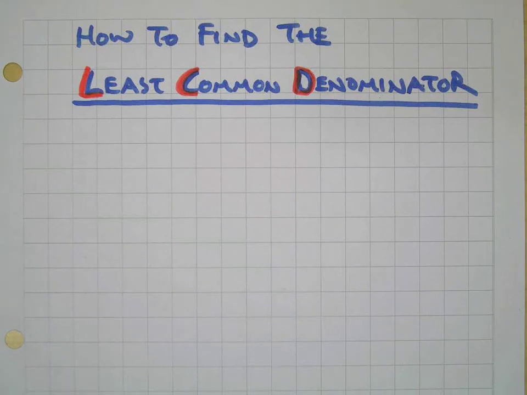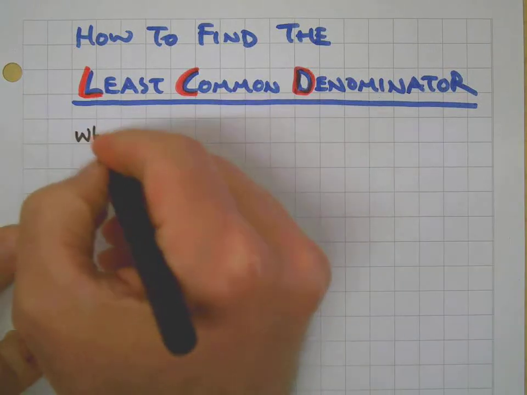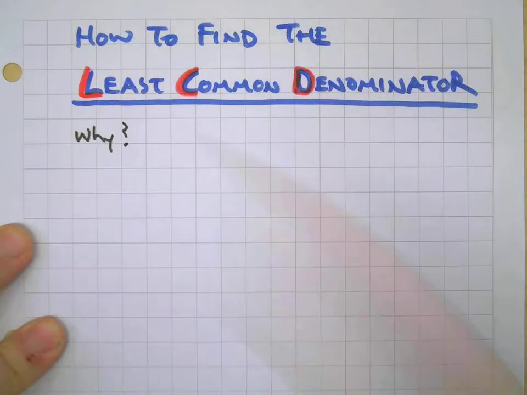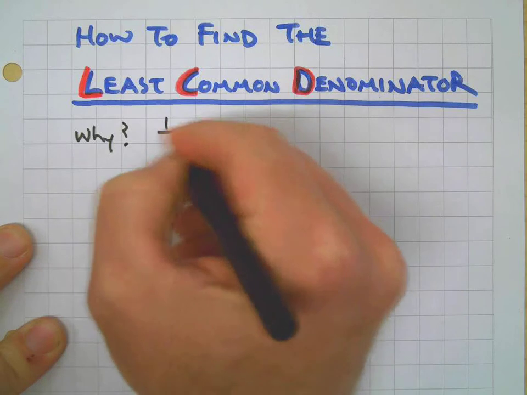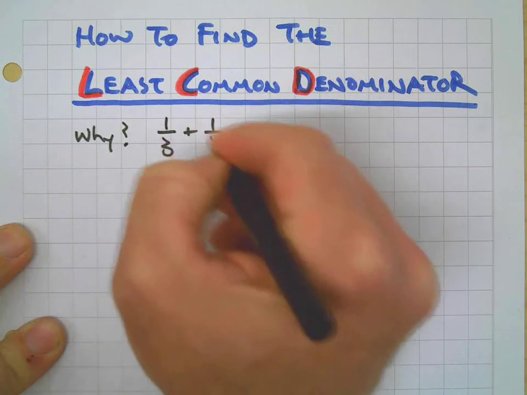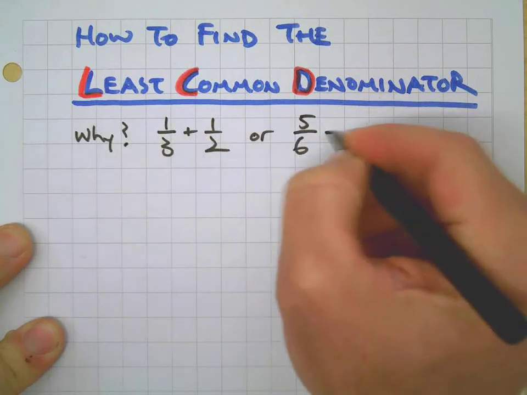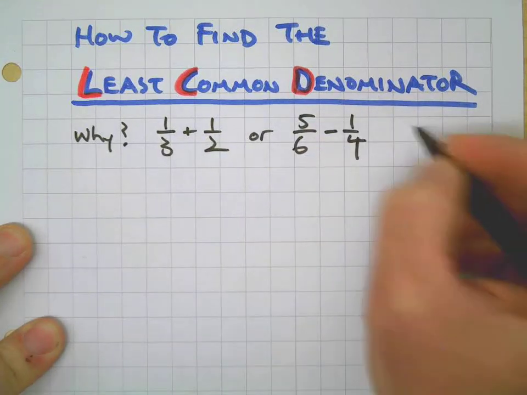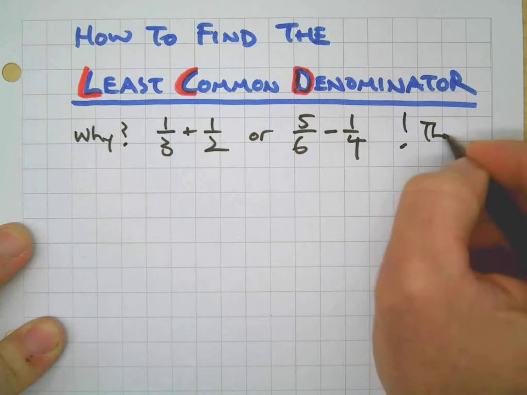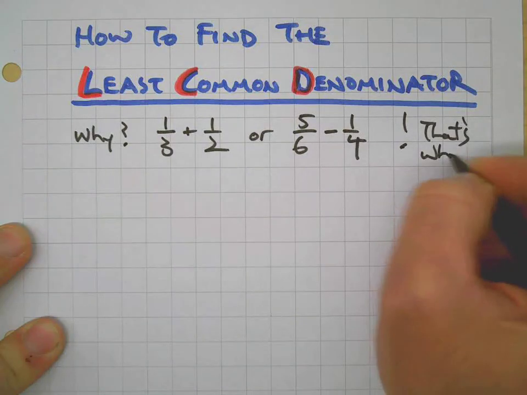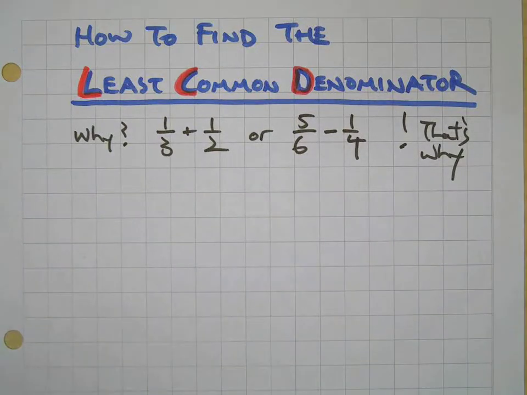Hi there. Today we're going to work a little bit on how to find the least common denominator. First of all, why in the world would you want to do something crazy like this? Well, when we're adding fractions or subtracting fractions, that's why. We can't add or subtract fractions without having a common denominator.